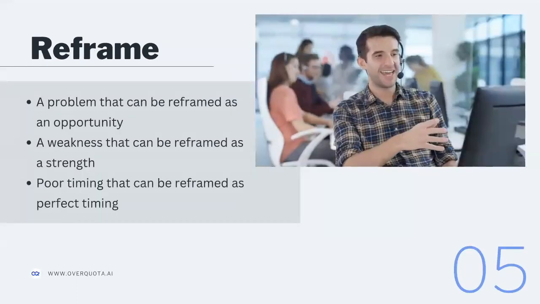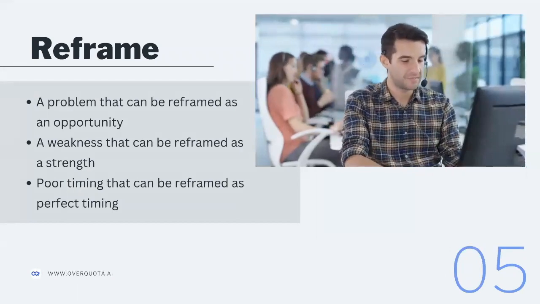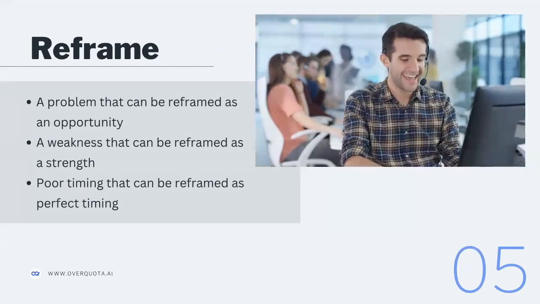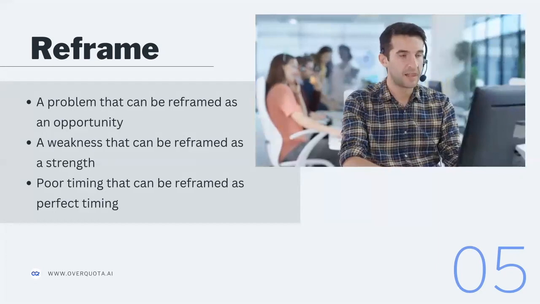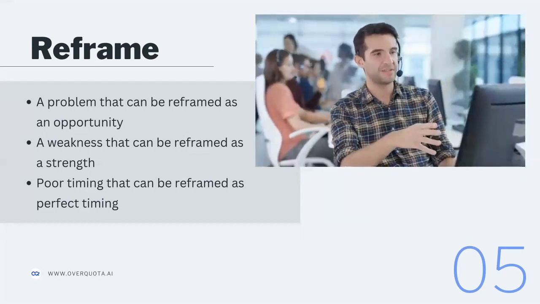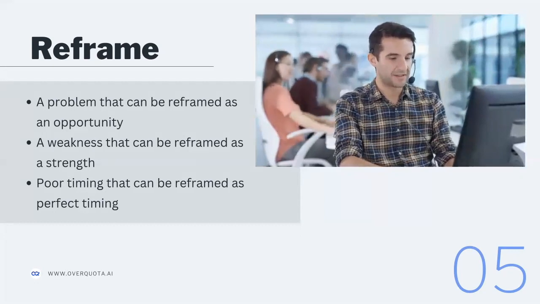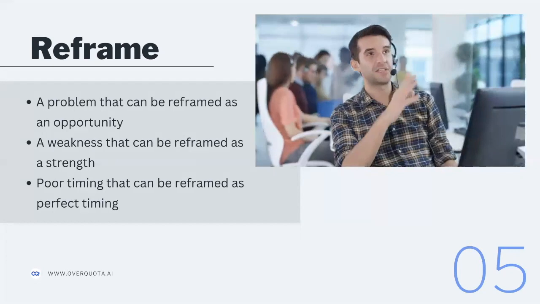Having done the previous 4 steps, you're ready to take it home with the 5th and final step by reframing the objection to offer up an alternative perspective. To uncover reframes, look at your list of common objections and run through this quick exercise. Do you have problems that can be reframed as an opportunity? Have you found a weakness that can be reframed as a strength? What about poor timing that can be reframed as perfect timing?